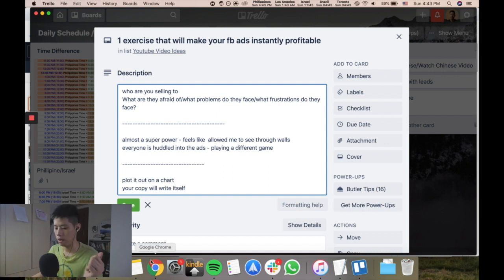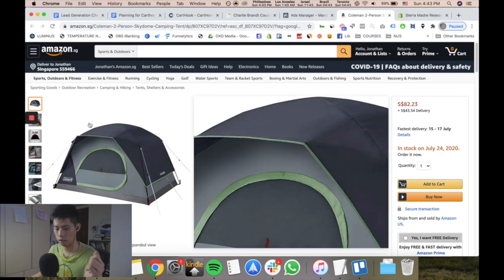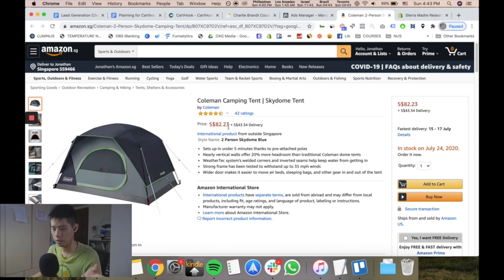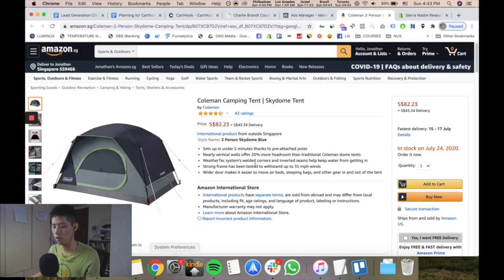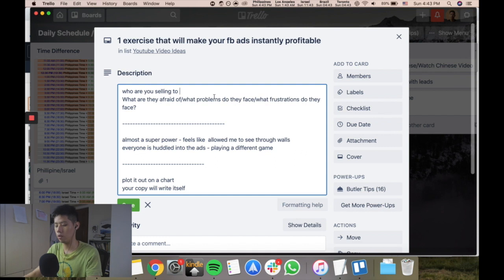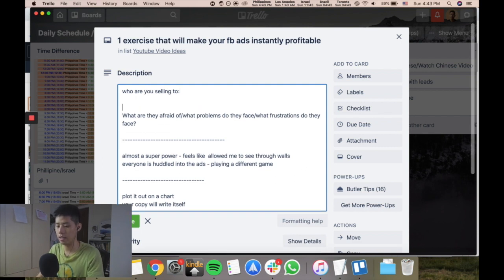Let me pull up an example product right here. I just randomly searched Amazon for this camping tent. Let me try to define who it is. I know from the product description, for example, that these guys don't like the water coming in. So in my mind, it's people who like comfort while tenting. If I see in Facebook that my most profitable audience segment is men, working adults, I can stereotype, and then the copywriting and the messaging is turned towards that.